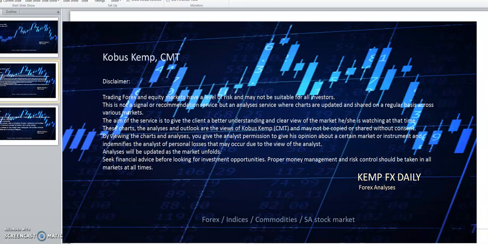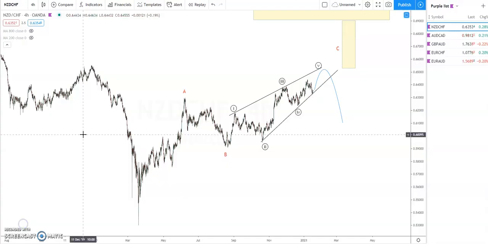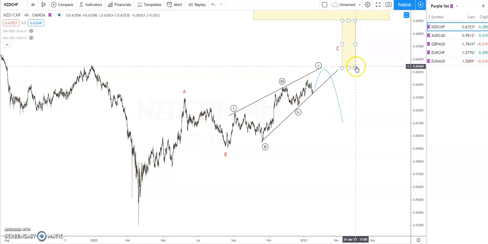Right, so let's look at the chart that I'm concentrating on for today. First of all, New Zealand dollar Swissy. So this should be helpful for you. Let's explain to you what is the difference between a correction and an impulse wave.